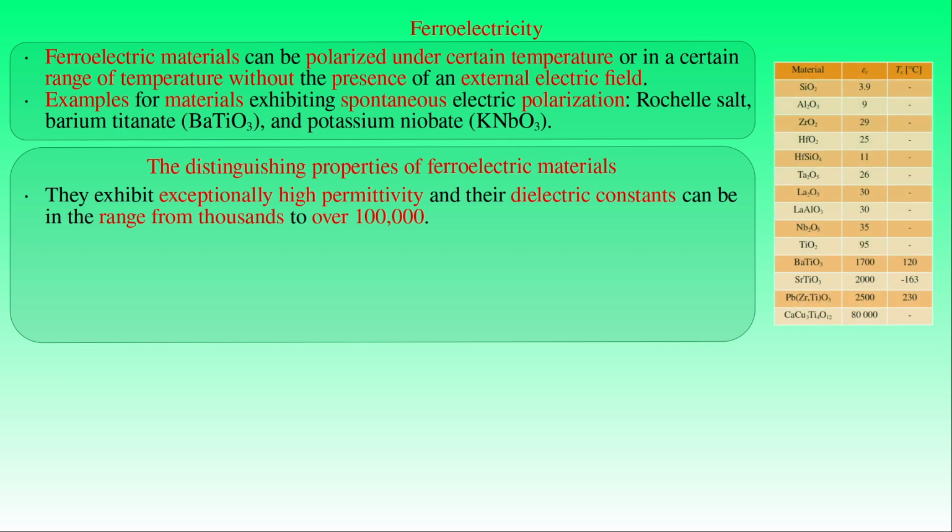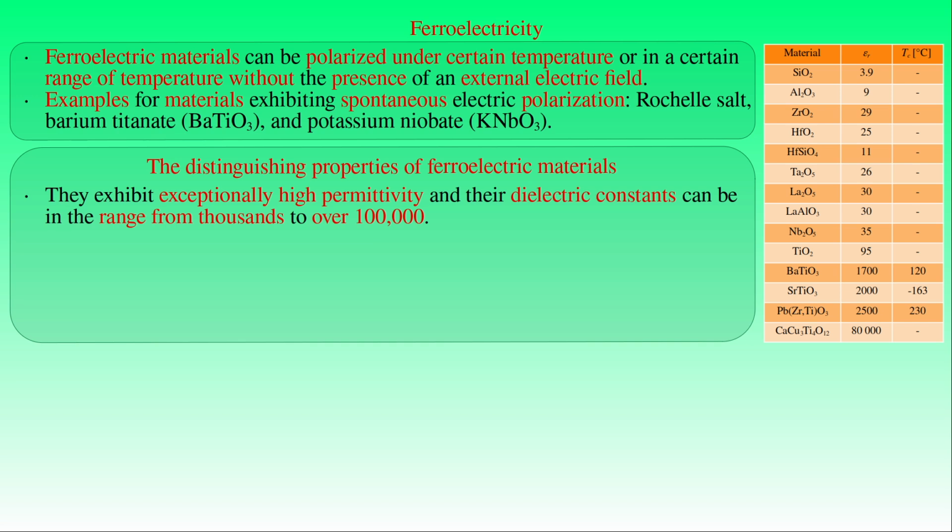In this table we compare the baseline values of the relative permittivity epsilon R of common dielectric materials from silicon dioxide to titanium dioxide with those of some ferroelectric materials starting with barium titanate. It can be seen that the permittivities of the former group remain in the range under 100, whereas the lowest values of epsilon R are in the order of magnitude of thousands for the ferroelectric materials, and its baseline value is 80,000 for calcium copper titanate shown in the last line.